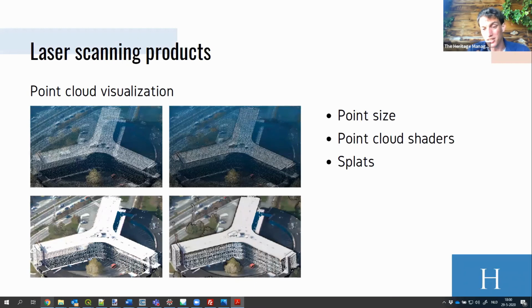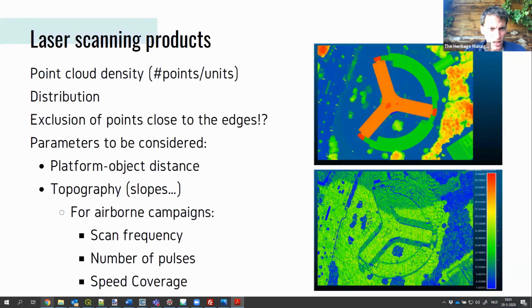Of course, a point, like I said, is a 0D object. But if you give that 0D object a certain dimension, a size, you make it a sphere or a splat, you can distinguish one point from another, and you can actually use the relation between different points to do some kind of point cloud interpretation. You can work with point shaders, and that's something that we will experiment with in CloudCompare.